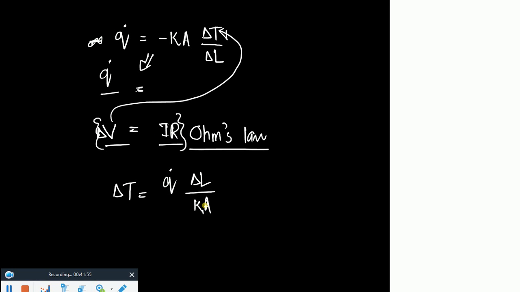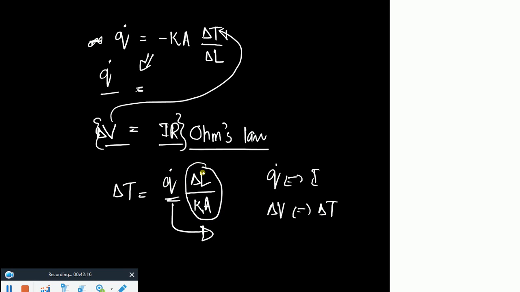Isn't it? And by the way, this Q dot is what? This is heat transfer rate. This is rate of heat transfer. And I is what? Current. Rate of charge transfer. Okay. So this corresponds to this one. So Q dot corresponds to current. Delta V corresponds to delta T. And you have some resistance as well. This is what?